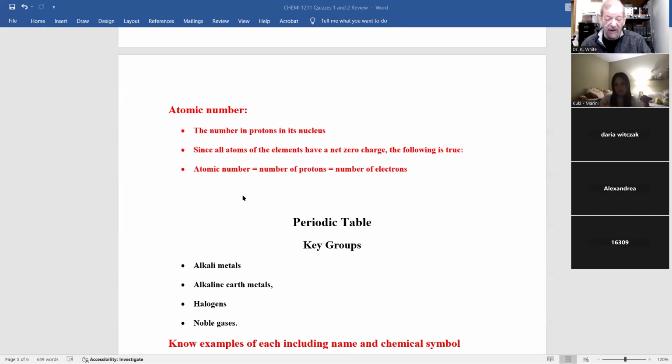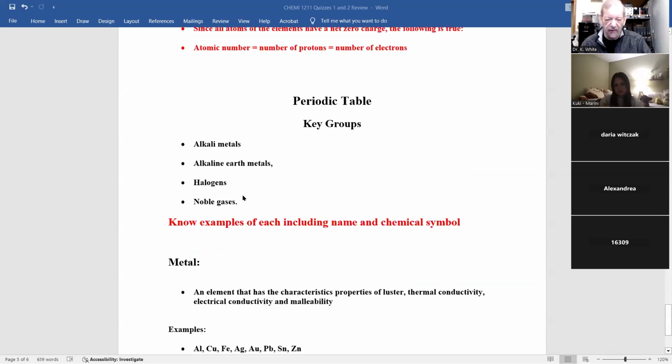Now, when we talk about elements which make up the atoms that make up other things we'll talk about this semester, they're different groups from the periodic table. And I'll show you the periodic table in a second. You should know which column is the alkali metals, which column is the alkaline earth metals, which column are the halogens, and which are the noble gases.